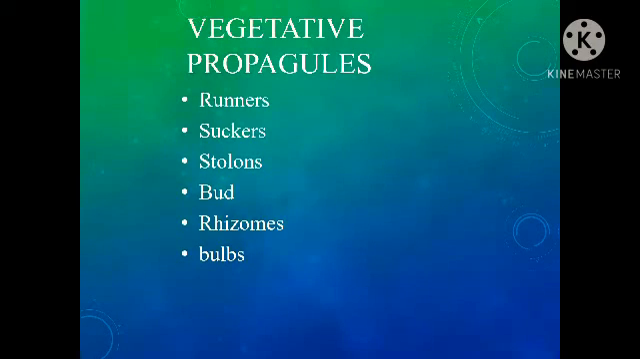Coming to vegetative propagules, let us discuss runners, suckers, stolons, buds, rhizomes and bulbs, where we come across underground stems. Underground modifications of a stem generally serve as storage organs and contain many buds which develop into shoots, and they produce plants after rooting. Some examples of such modifications are tuber, for example potato, and bulb, for example onion and garlic.